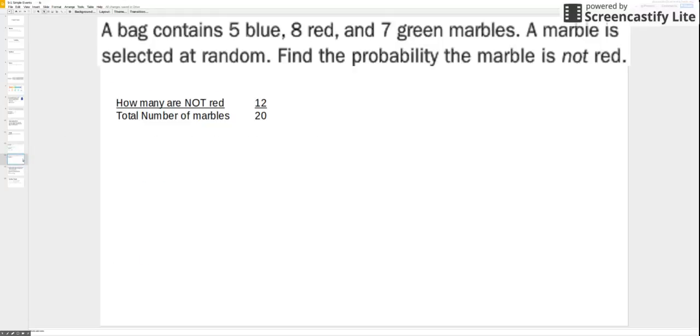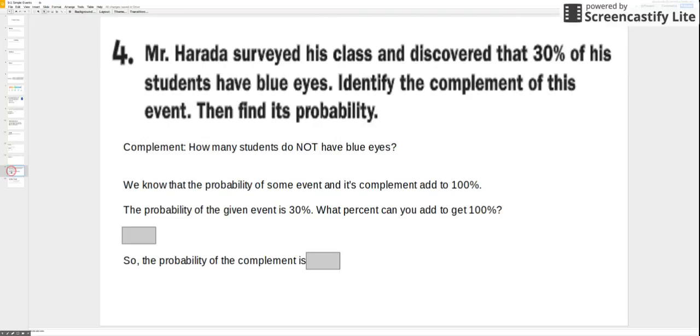A bag contains 5 blue, 8 red, and 7 green marbles. A marble is selected at random. Find the probability that the marble is not red. Well, let's look at this. 5 plus 8 plus 7 gets you 20. How many of them are not red? Well, you could either do 20 minus 8 to get 12, or you could just add 5 plus 7 and still get 12. So you have 12 out of 20.